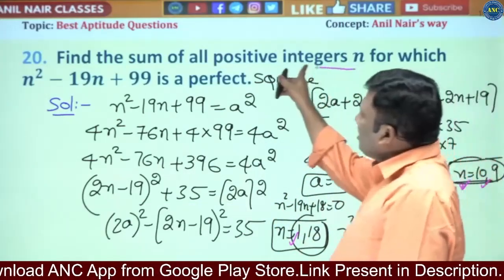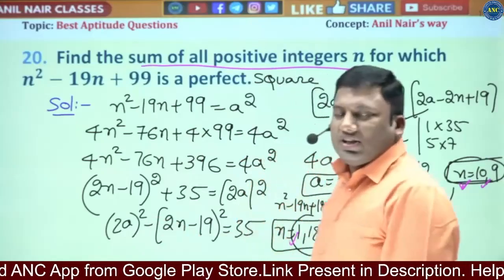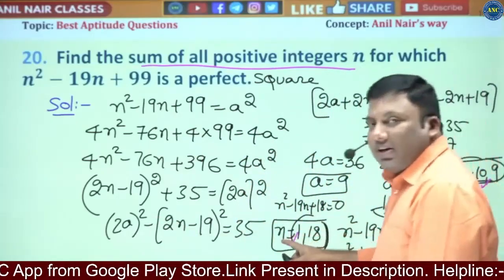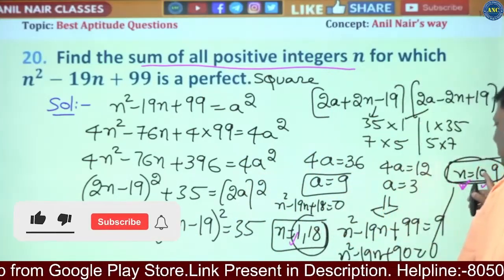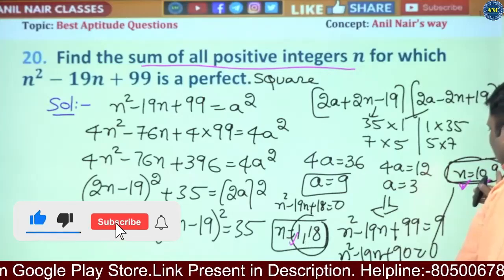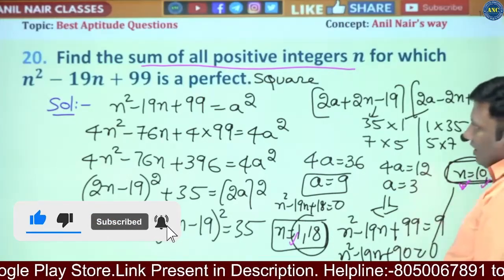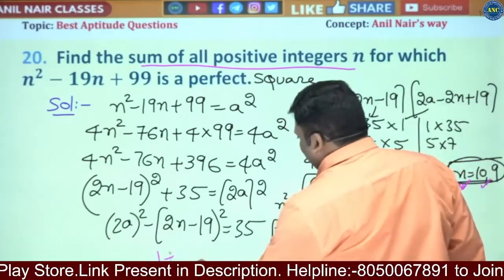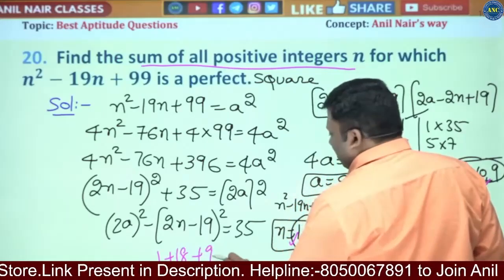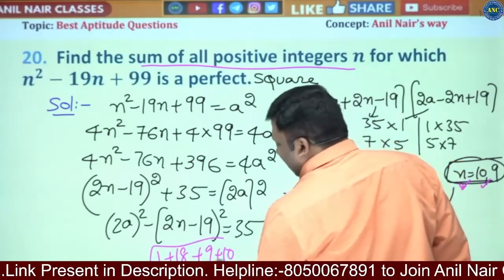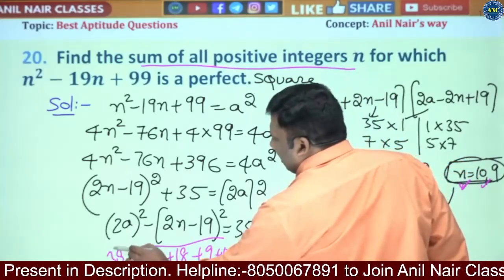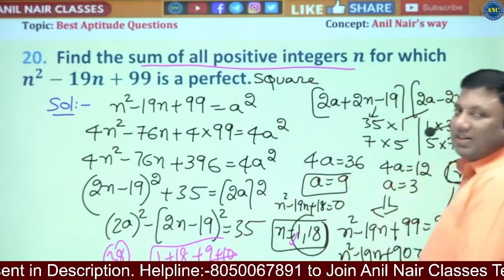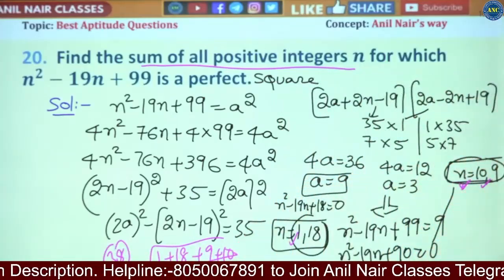What is the question? Sum of all positive integers n. 1 is a positive integer, 18 is a positive integer, 10 is a positive integer, 9 is a positive integer. Answer is 38. 1 plus 18 plus 9 plus 10, 19 plus 19. Answer is 38. I hope the idea is clear.